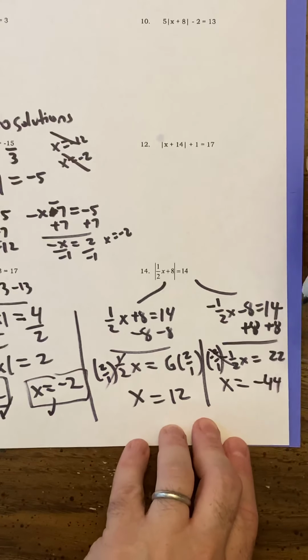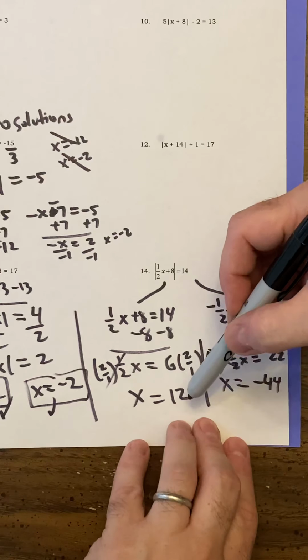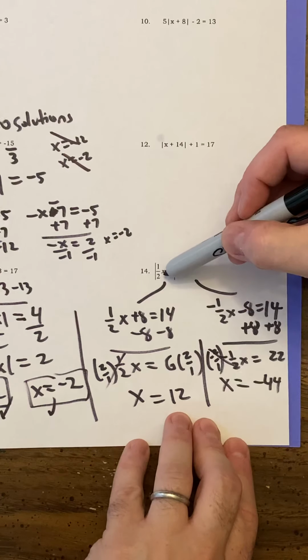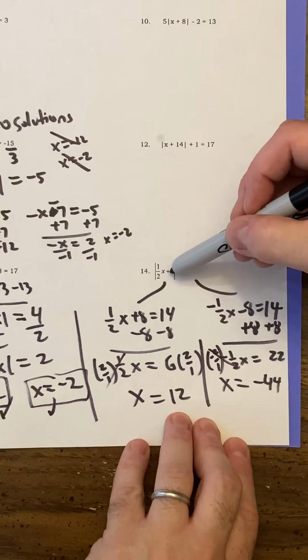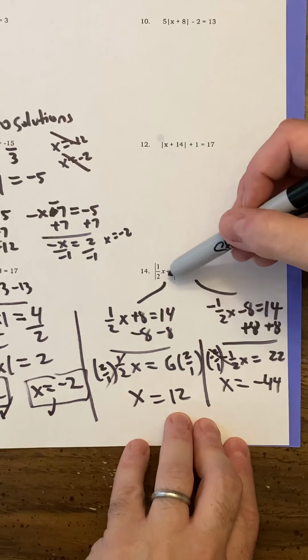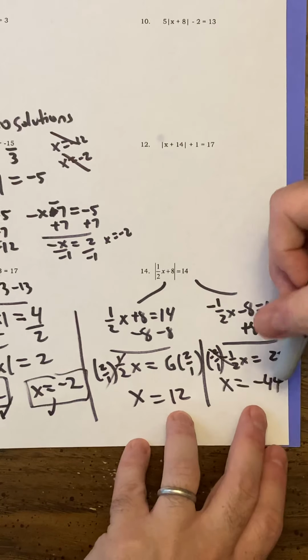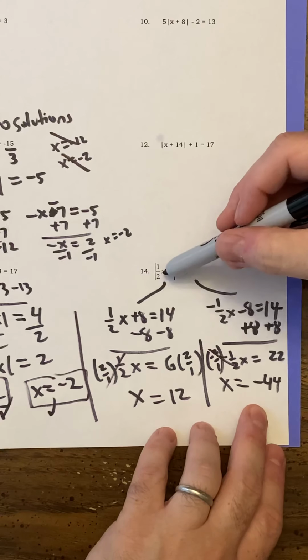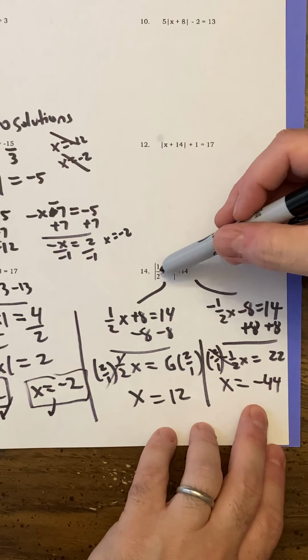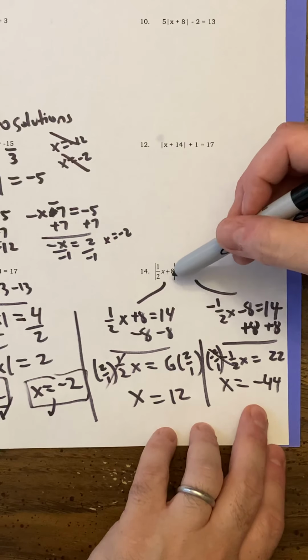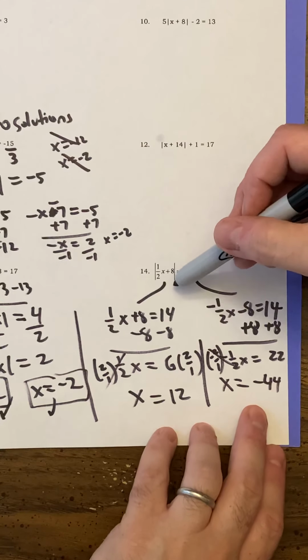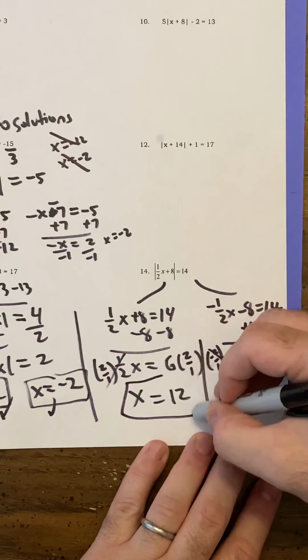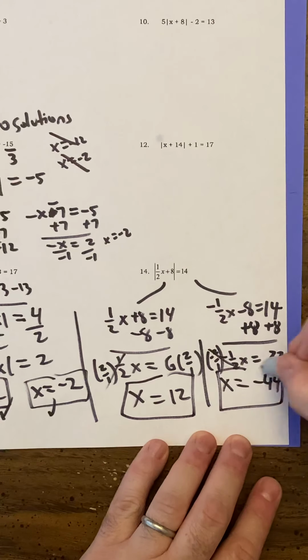Let's check. Those should work, because this side is positive, but let's just double check. If we plug 12 in here, half of 12 is 6. 6 plus 8 is 14, and the absolute value of 14 is 14. Let's try the negative 44. Negative 44 times a half is negative 22. Negative 22 plus 8 is negative 14. But once we do the absolute value, we're going to get positive 14. So here we got the 2 solutions.